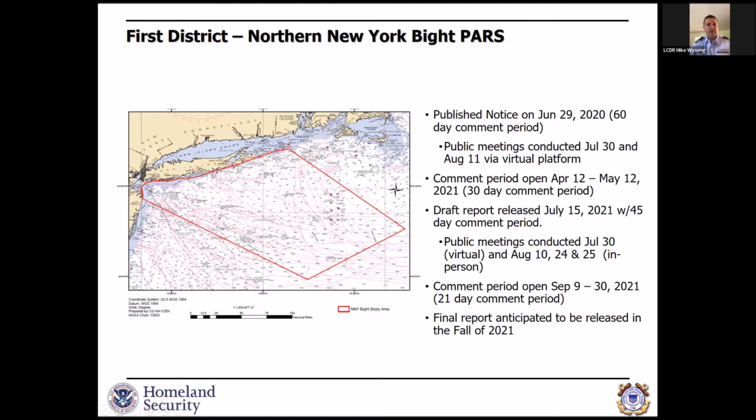Between mid-May and mid-July, we finalized our draft report and then subsequently issued that in the Federal Register with a 45-day comment period, which closed on the 30th of August. In concert with that, we conducted a virtual public meeting on the 30th of July, which the presentation and the recording are available in the Federal Register, the public docket. And then in supplement to that, we conducted 3 in-person meetings in Narragansett, Rhode Island on the 10th of August, Montauk, New York on the 24th of August, and then in Stonington, Connecticut on the 25th of August.